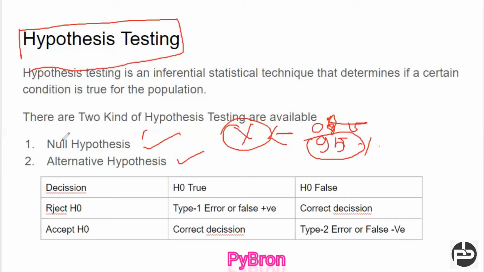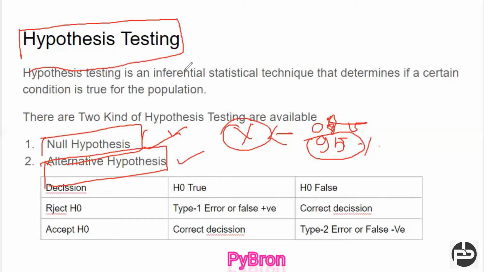Overall, I can say one thing: the null hypothesis and alternative hypothesis are mutually exclusive events. At the same instant of time, the null hypothesis and alternative hypothesis will not both exist; they exist alternatively. If the null hypothesis exists, then the alternative hypothesis will not exist at that point. If the alternative hypothesis exists, then the null hypothesis will not exist at that point. Hope you are clear with hypothesis testing and the different kinds of hypothesis.